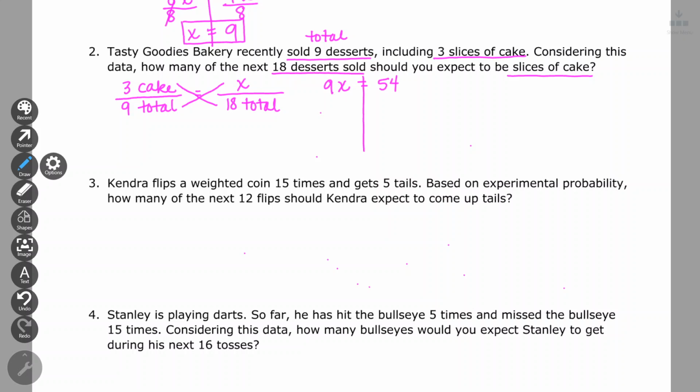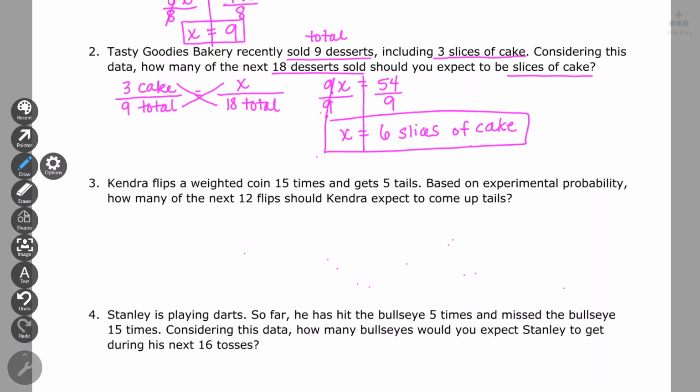Now, here's a one-step equation. When a letter and a number are side by side, that means multiply. We have to do the inverse operation in order to solve an equation, so we want to divide. So the inverse of multiplying by 9 would be dividing by 9. If we do it to one side, we do it to the other. So these two are going to cancel because 9 over 9 gives us 1. Instead of writing 1x, the 1 is understood, so we're simply going to write x. Now 54 divided by 9 would be 6, so we can expect that there will be 6 slices of cake if 18 desserts were sold. So 6 of them would be the cake.